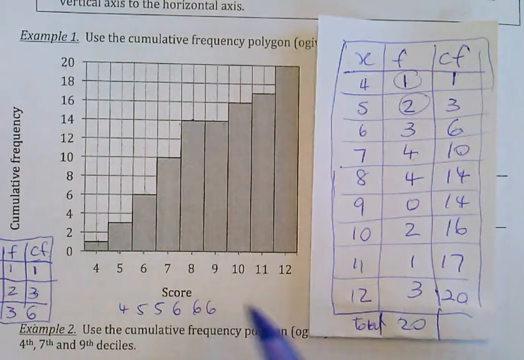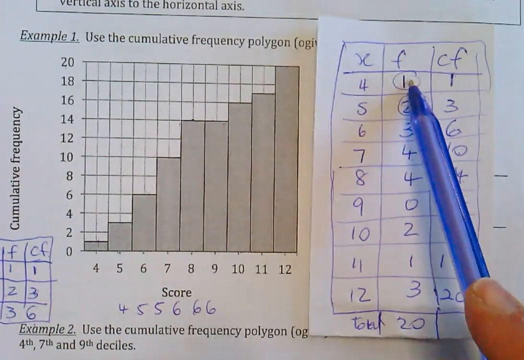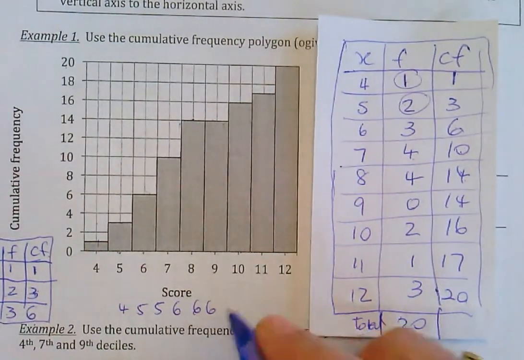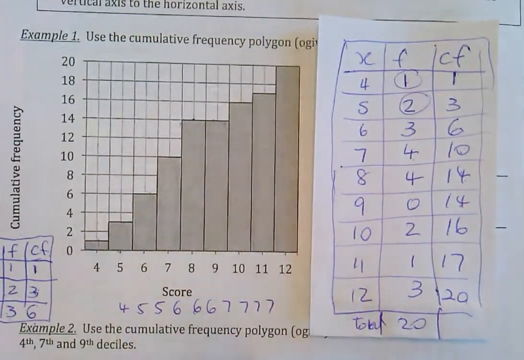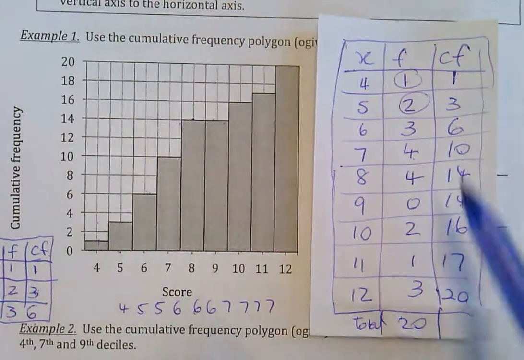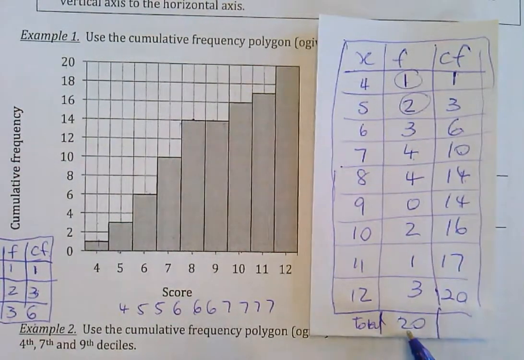Wanted to write out the scores. The score 4 occurs once. The score 5 occurs twice. The score 6 occurs 3 times. The score 7 occurs 4 times, etc. You should always have that visual idea of what your scores are. Now, if I add up my frequencies, it's 20.